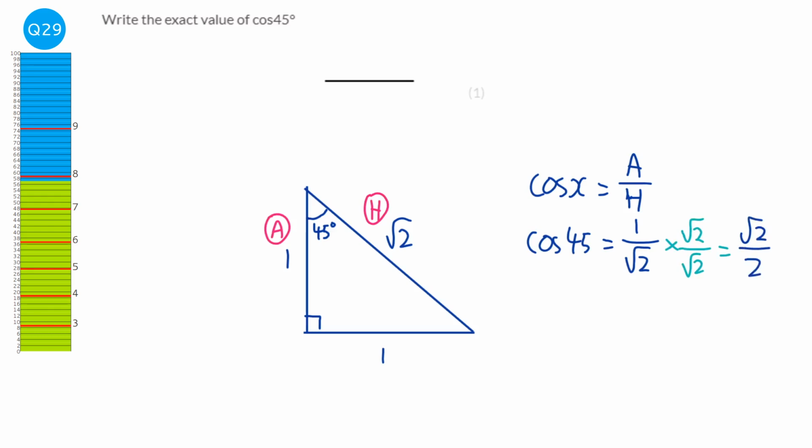So if you ever see 1 over root 2, that is absolutely fine as an answer, but if you ever see the answer as root 2 over 2, the two are actually exactly the same. So writing 1 over root 2 is fine, or writing root 2 over 2 is also correct.